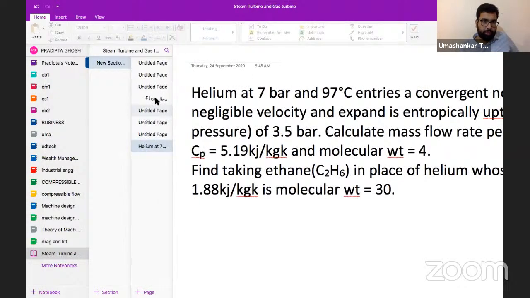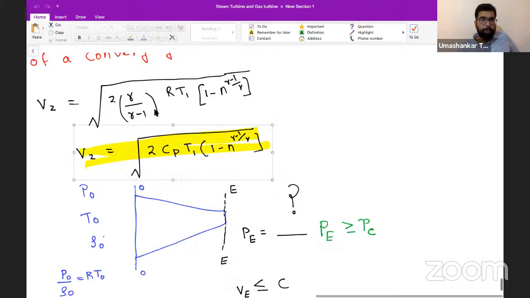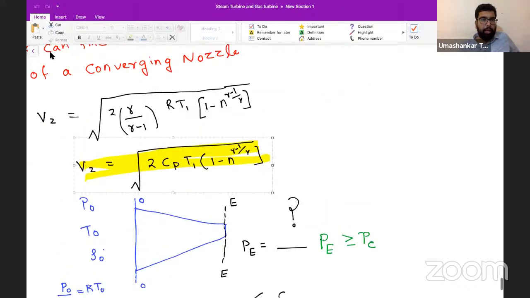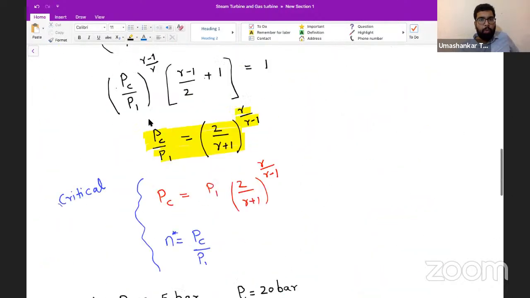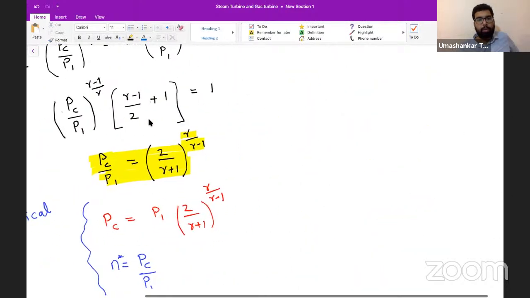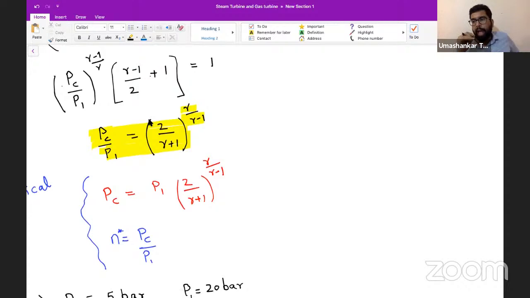Before you see this question, let me show you the formula of our critical pressure. So this is the formula of our critical pressure. You can note it down, or you can take a screenshot of it. I'm talking to the students who are live in this class.